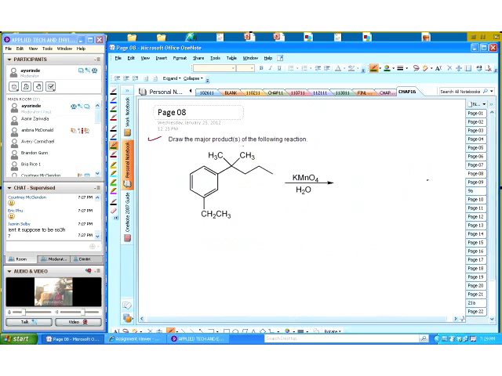Now, about this one here, what will be the product? Let me give you a hint. Remember in the class yesterday, carboxylic acid, excellent. That is why I wanted to give you a hint.